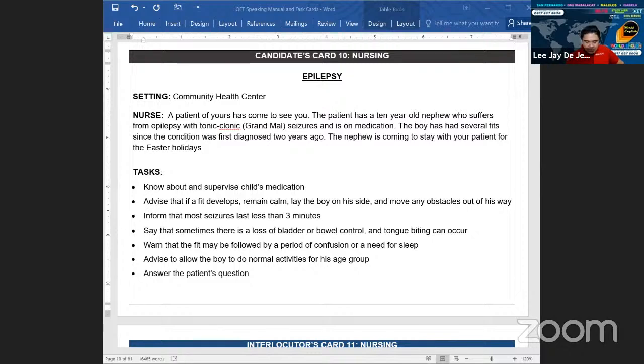Okay. If you don't know how to pronounce that, you ask your interlocutor and they will gladly tell you, because they're there to help you out, not to give you a difficult time. Okay. So if there's something you don't understand on the card, then please ask them. Don't be shy to ask. It's a very expensive test. You have the right to ask. All right. So Sir Joe, do you have any questions?